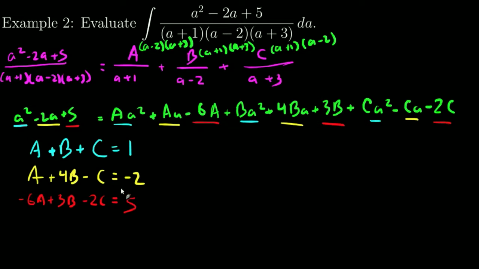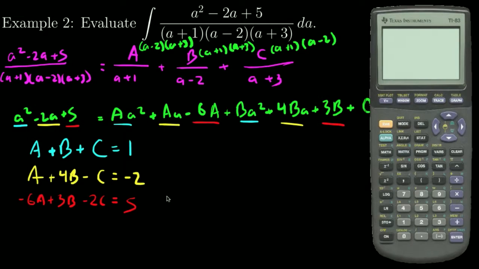And this is a system that could be solved by hand, but that's a little bit of a pain. Let me just do a quick review of how to solve systems in a calculator. If you have a newer calculator, there are some nice system-solving functions. The Nspires do it nicely. I believe the Casios do it nicely. But if you have an older TI calculator, probably the easiest way is to use matrices.